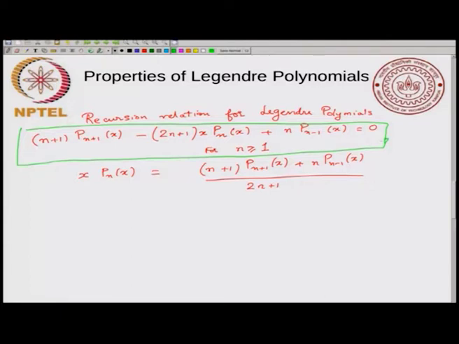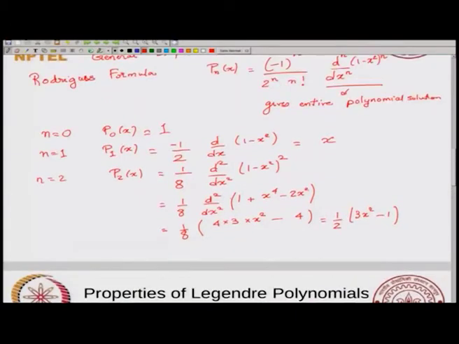The content of the equation is that you relate the (n+1)th polynomial to the nth polynomial with a multiplication factor of x and the (n-1)th polynomial. So this is a recursion relation, and it is good to remember the recursion relation for the Legendre polynomials. I do not expect you to remember the Rodrigues formula, but at least you should know what the first few Legendre polynomials are.